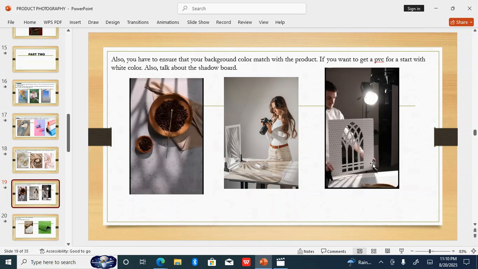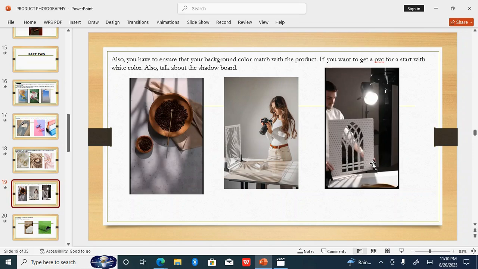So you just put the shadow board beside your product. That is where your light will be reflecting through. Your light is going to be reflecting through that place, then it's going to be reflecting around the product. Then you just take the picture. So that way you'll be able to have some effect.